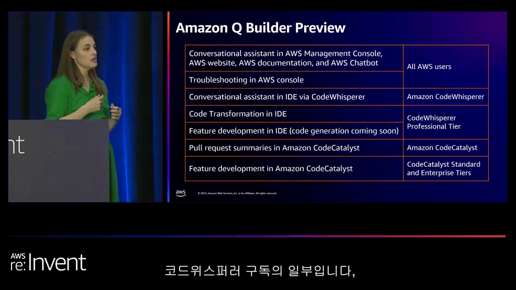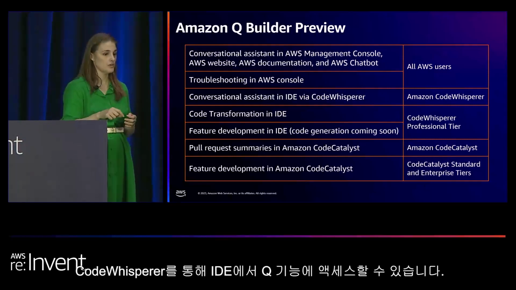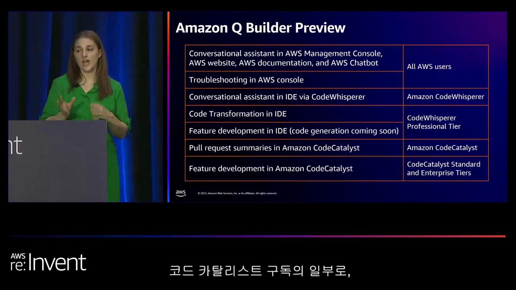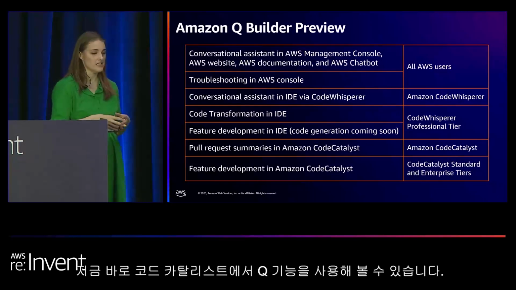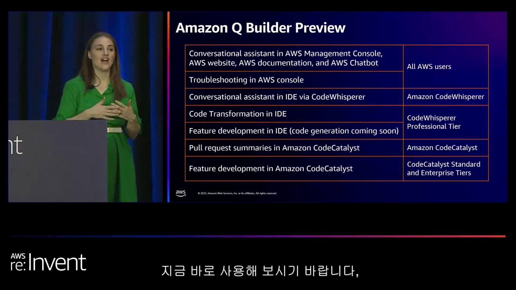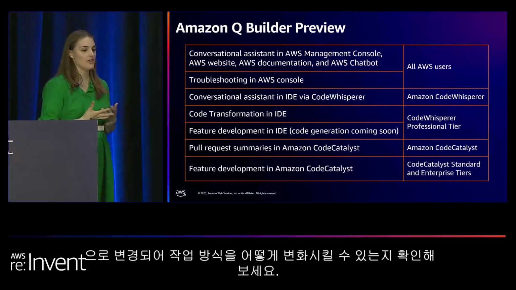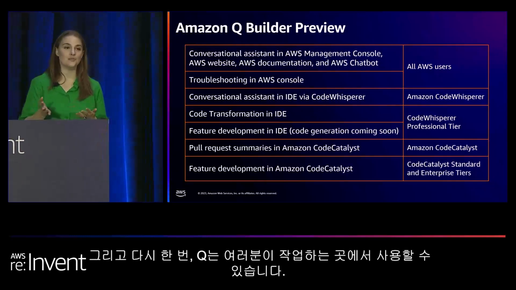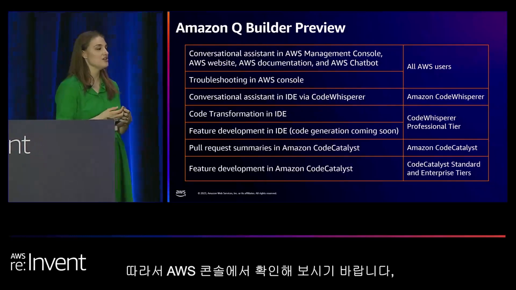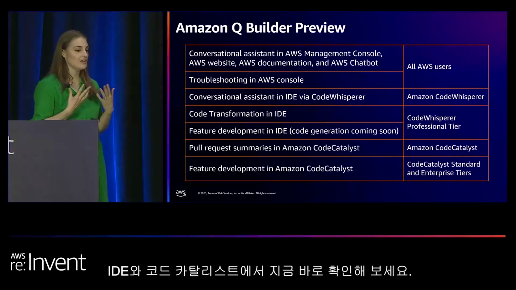So as part of your CodeWhisperer subscription, you get access to Q capabilities in the IDE through CodeWhisperer. And as part of your Code Catalyst subscriptions, right now you get access to try out Q capabilities in Code Catalyst. So I really encourage you to try it out today during this preview period and start seeing how it can transform how you do your work and how you work as a developer with AWS. And again, Q is available where you do your work. So I encourage you to check it out in the AWS console, in your IDE, and in Code Catalyst today.